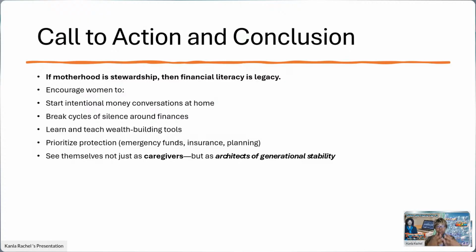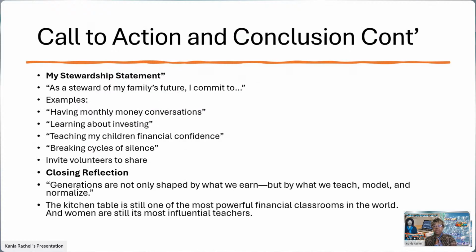We want to break those cycles of silence, because when they grow up and they meet their future husbands or wherever they are, you don't want them to be silenced when it comes to having conversations with their partners about money. You want them to prioritize protection. They become the protector of their own household, their children, building all these structures, right? And not limit their capability, their ability, their blessings only to caregivers, but as the architects of generational stability.